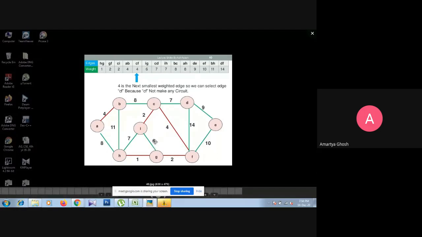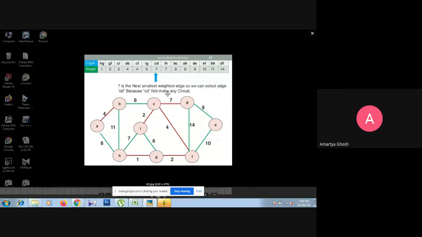So that is why we have to ignore this edge IG, that is 6, because if we choose this, one closed graph will occur. This will not be a tree anymore. So that is why we have to ignore IG. You can see 6 is the next smallest edge, but edge IG can make a circuit. We cannot select the edge. Okay.